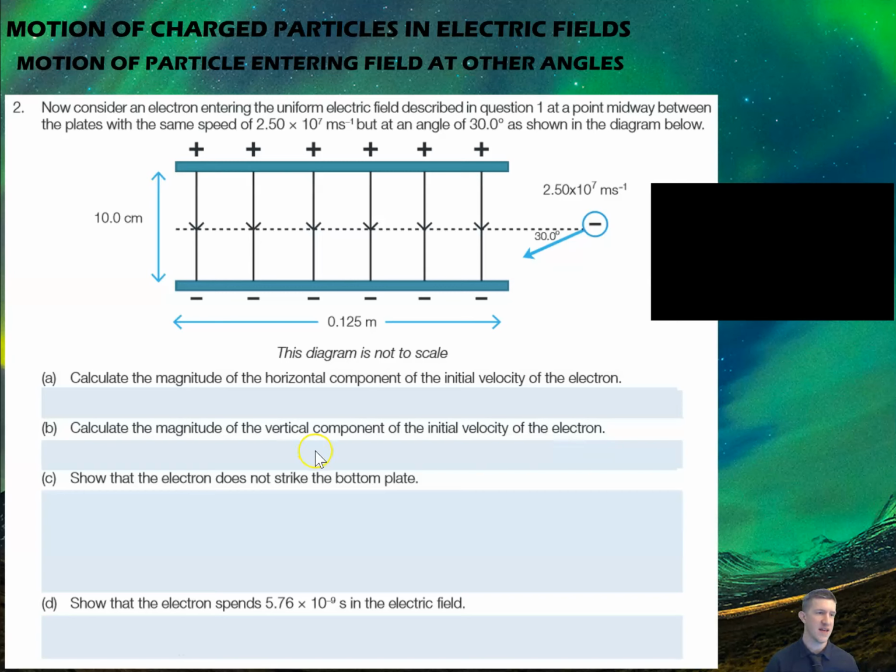Then calculate the vertical component, and show that the electron does not strike the bottom plate. So they want you to show how much it'll displace before it comes back up. Show that that is not equal to 5 centimeters, basically, in this case. If it's 5 centimeters, it slams into that plate. And then show that the electron spends 5.76 times 10 to the minus 9 seconds in that electric field.